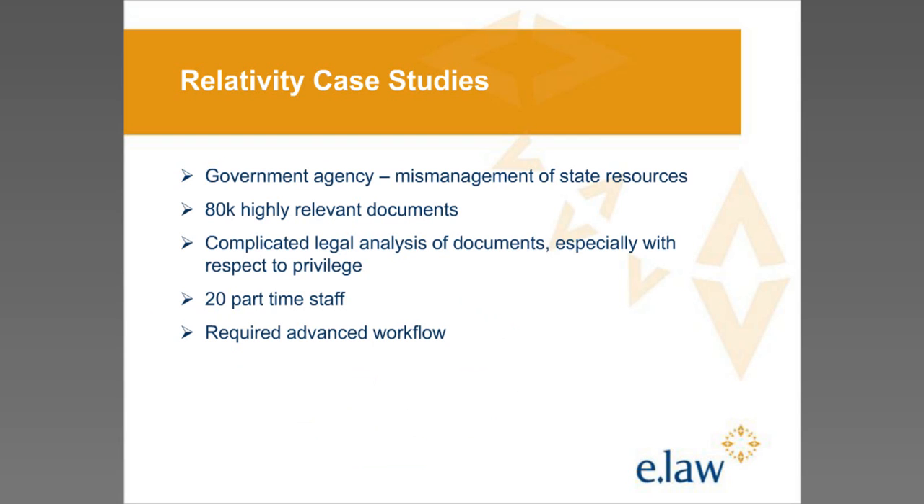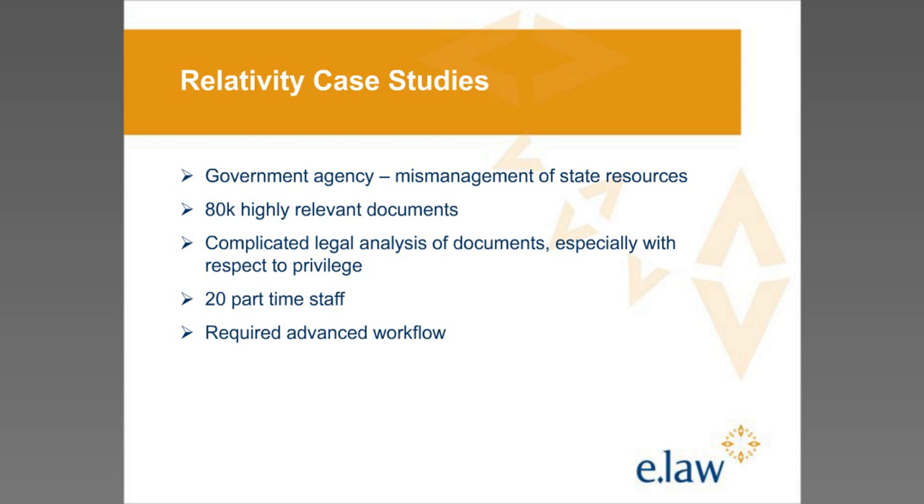Okay, so the next case study has to do with a government agency, and they had about 80,000 highly relevant documents. Now, this again wasn't as much about documents as it was that they had a really complicated legal analysis of the documents, especially with respect to privilege. They had about 4 or 5 different kinds of privilege in the case.